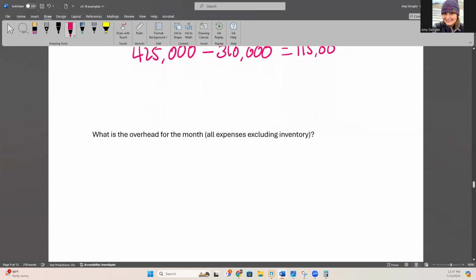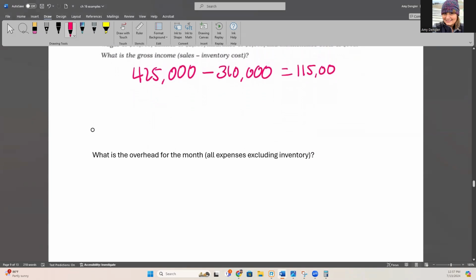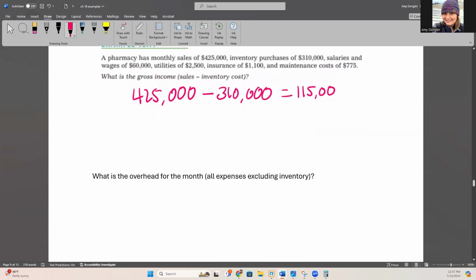And what is the overhead for the month? That's all expenses, including inventory. So we would add our $60,000 for wages, our $2,500 for utilities, plus our insurance, which was $1,100, plus maintenance, which was $775.